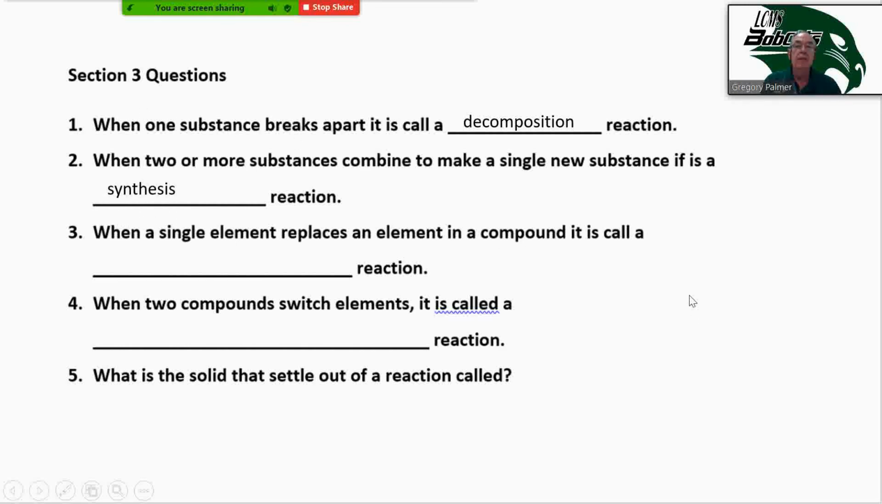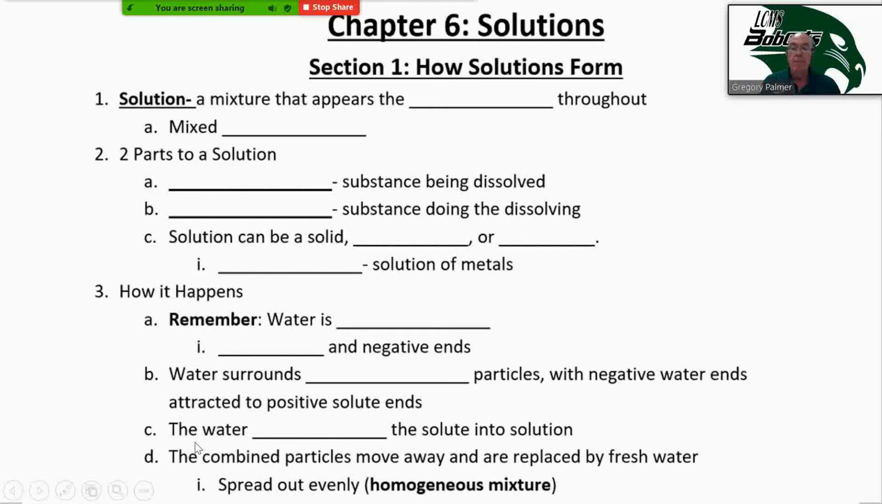When two or more substances combine to make a single new substance, it is called synthesis. When a single element replaces an element in a compound, so we have single, it is called single replacement. When two compounds switch elements, it's called double replacement. And that solid, like we saw, the yellow stuff that's settled out at the bottom, is called a precipitate.